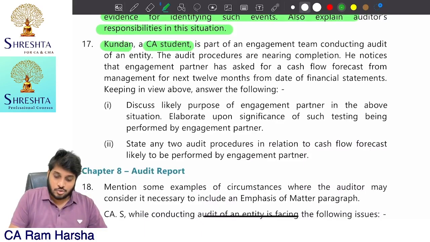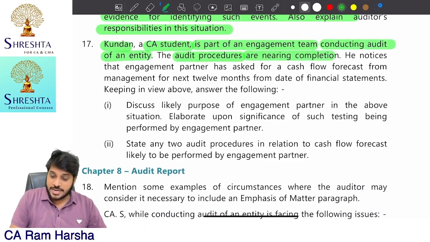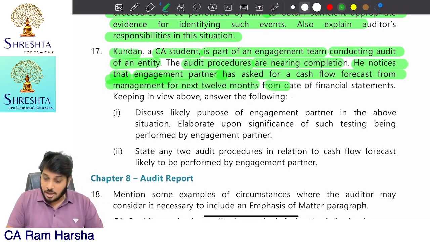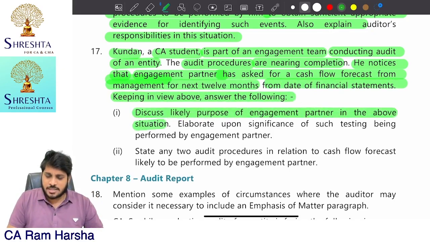Kundan, a CS student, is part of an engagement in conducting audit of an entity. The audit procedures are nearing completion. He notices that the engagement partner has asked for a cash flow forecast from the management for the next 12 months, going concern point, from the date of financials. Keeping this in view, discuss the likely purpose of the engagement partner in the above situation.